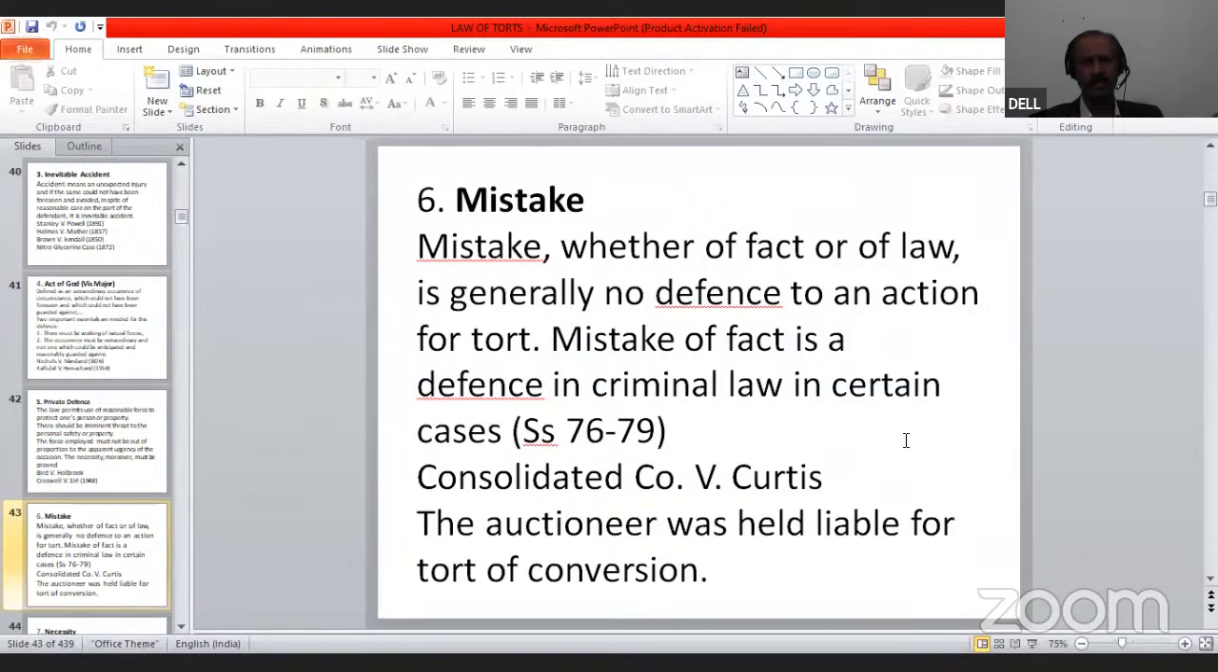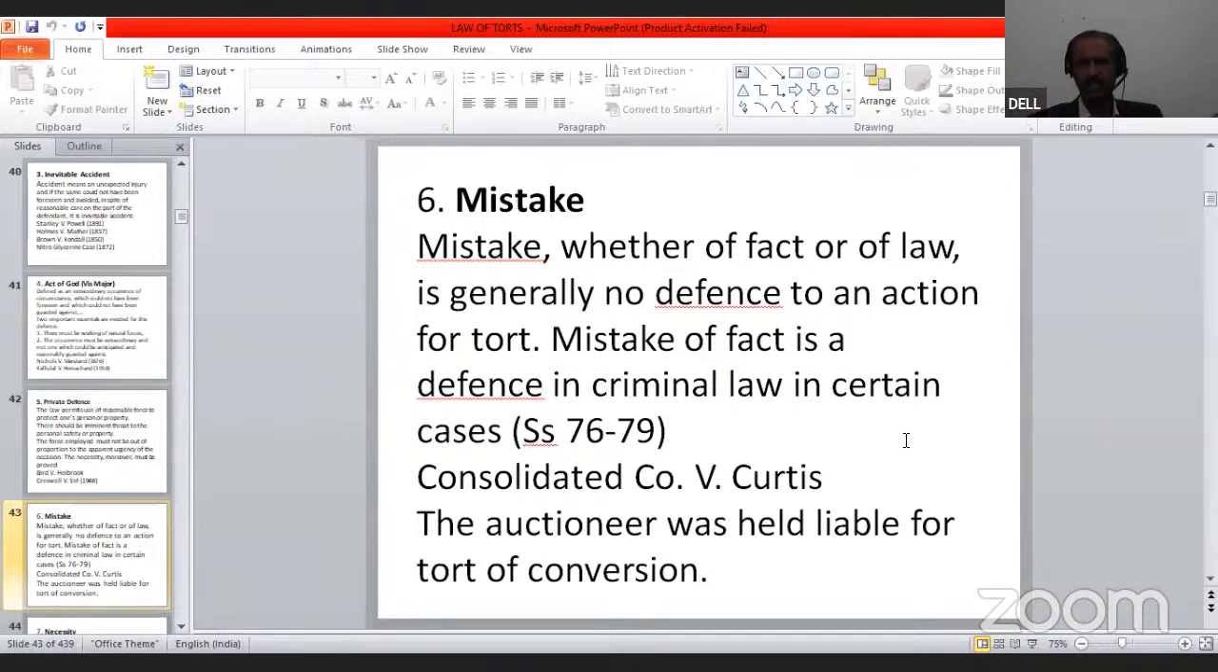Okay, now another thing is mistake of fact and mistake of law. Mistake of law is no defense, and mistake of fact is actually a defense. That you have to prove before the court of law. Say, ignorance of law. Not on the criminal side; a mistake of fact is a defense in criminal law in certain cases.